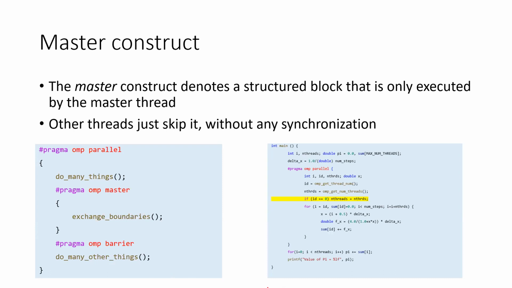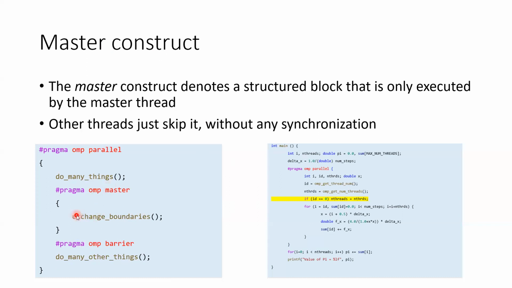So remember we have our first version of pi calculation where we have used this id equal to 0, where you wanted to just keep track of the number of threads, right? OpenMP also offers a construct called master. If you specify pragma omp master, this code will be only executed by the master thread, and other threads will just skip this part and continue with their own stuff.